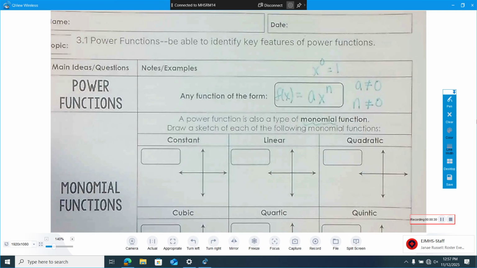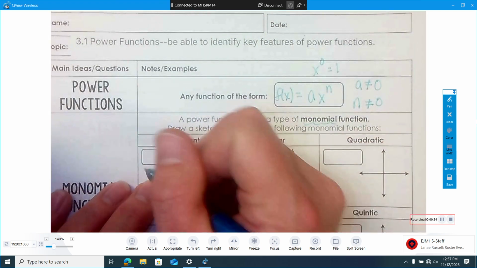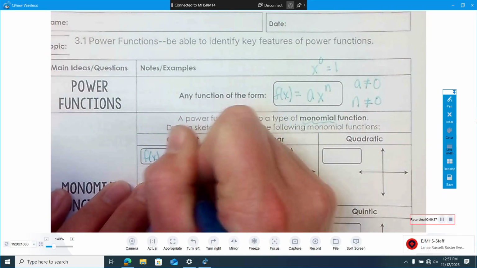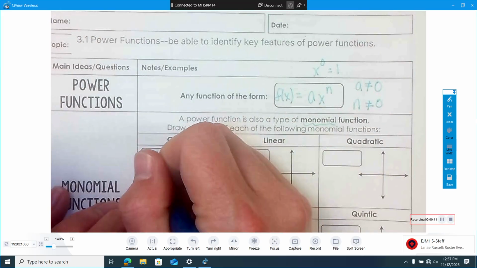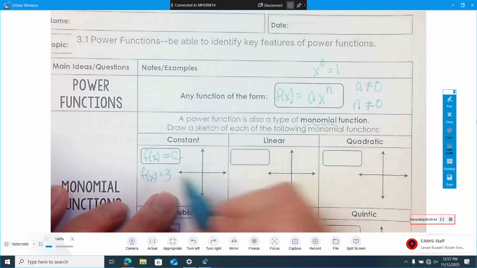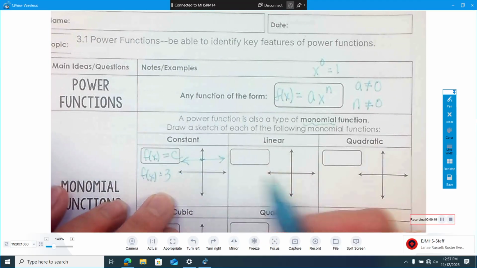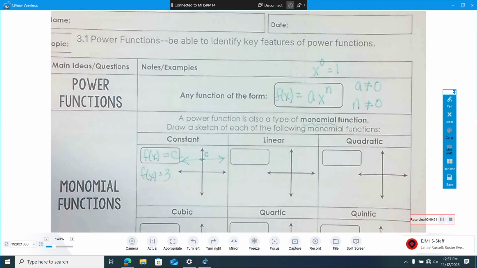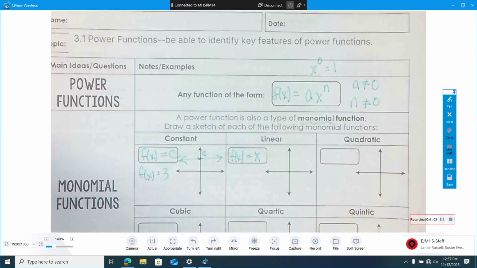Monomials meaning single term. And so we want to draw a little sketch of each of these. The constant function would be f of x equals some constant c, meaning something like f of x equals 3. Well, this is just a constant 3 where the y value is 3 all the time. It's just a horizontal line, right? So that's the constant function. It's just whatever that constant value is. It's just that horizontal line.